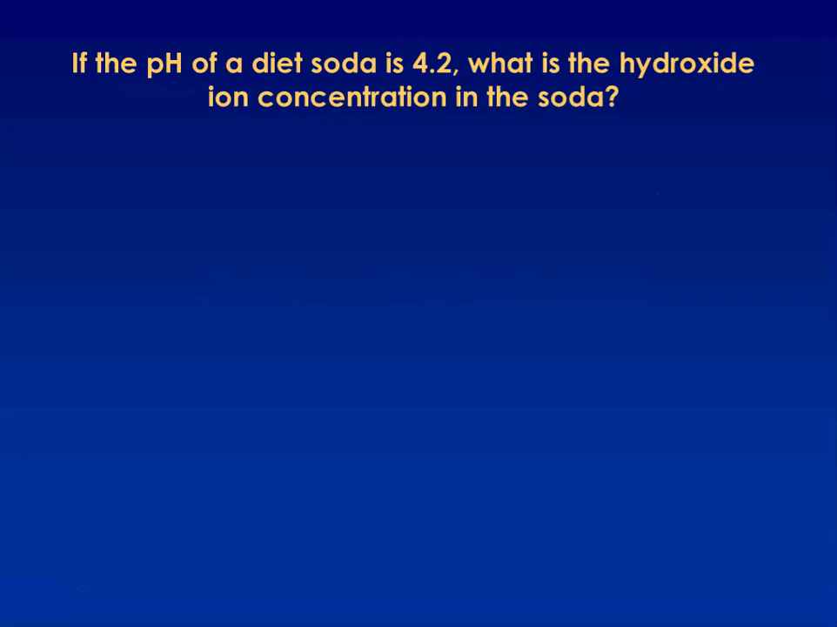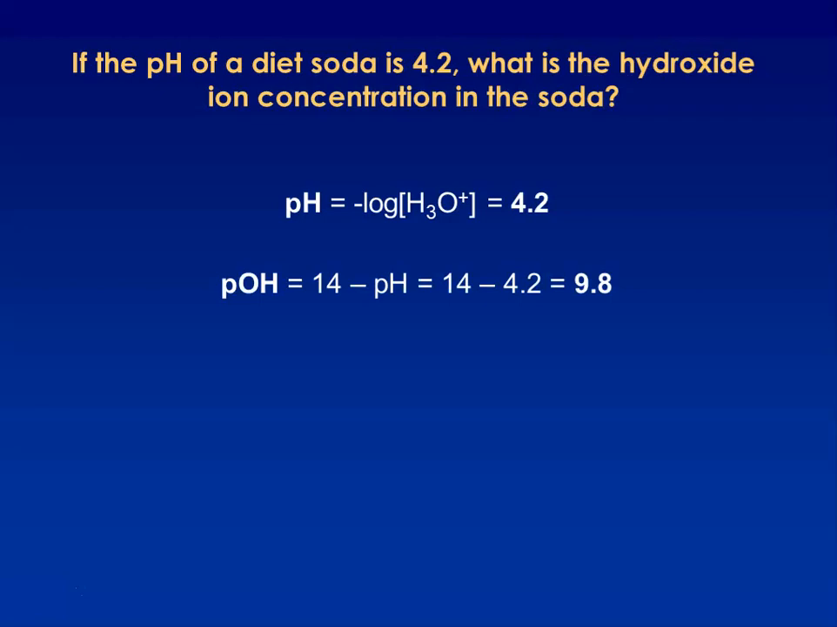Here we have the pH of a diet soda is 4.2. What is the hydroxide ion concentration in the soda? So if our pH is 4.2, pOH would be 14 minus that, 9.8. We know that I can find from pOH the hydroxide concentration by taking 10 to the negative of that pOH value. Notice there was 1 decimal place in my pOH, so I kept 1 sig fig in my concentration, and I got that the hydroxide concentration was 2 times 10 to the negative 10th. Pretty small, but that makes sense. Sodas are pretty acidic.